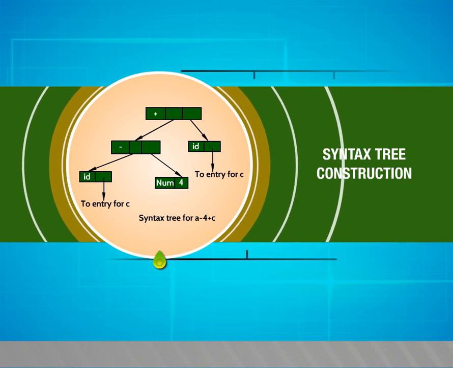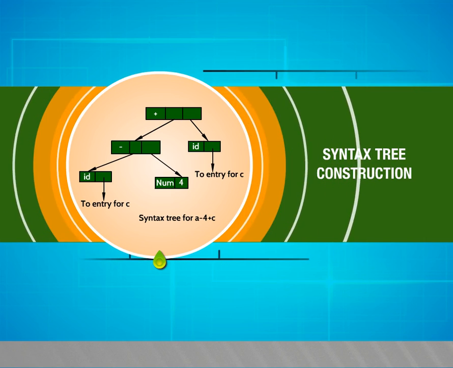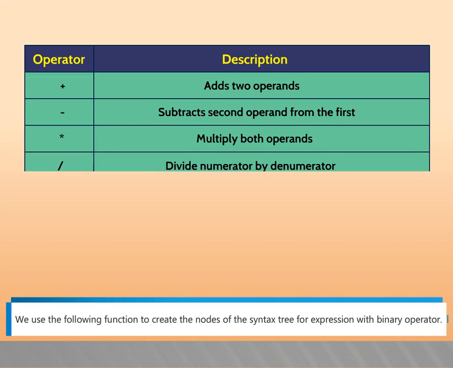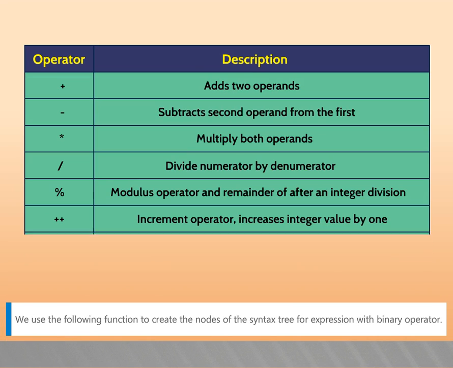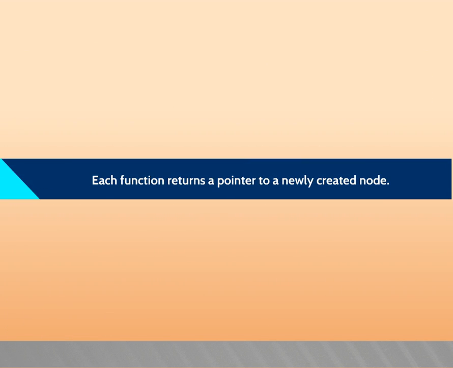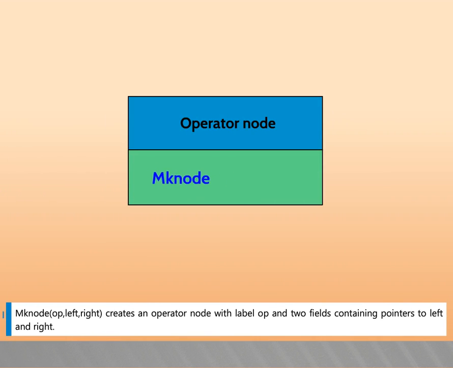Syntax tree construction. In this video, we are going to see about syntax tree construction. We use the following functions to create the nodes of the syntax tree for expressions with binary operators. Each function returns a pointer to a newly created node. mknode(op, left, right) creates an operator node with label op and two fields containing pointers to left and right.